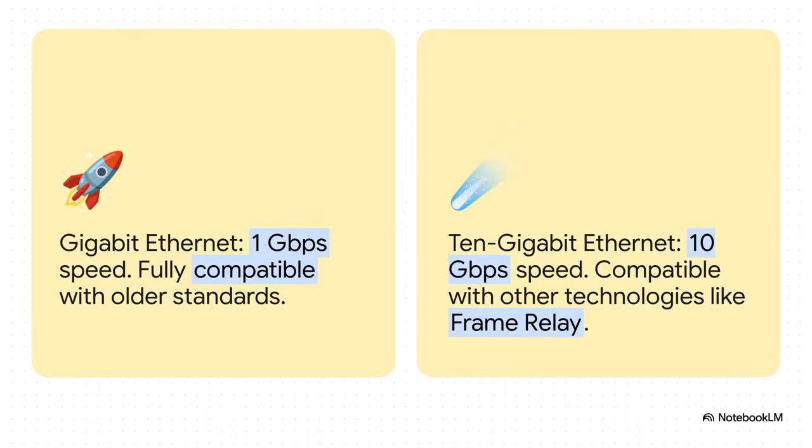And then the jumps just got even more mind-blowing. Gigabit Ethernet was 100 times faster than the original, and 10 gigabit, that's an incredible 1,000 times faster. This constant need for speed is exactly why Ethernet is still so important, from everything from streaming 4K movies to powering huge, massive data centers.